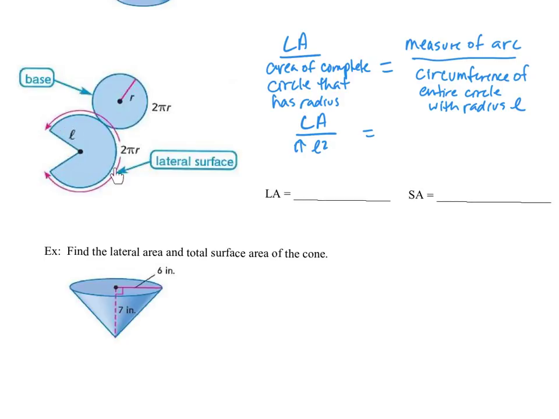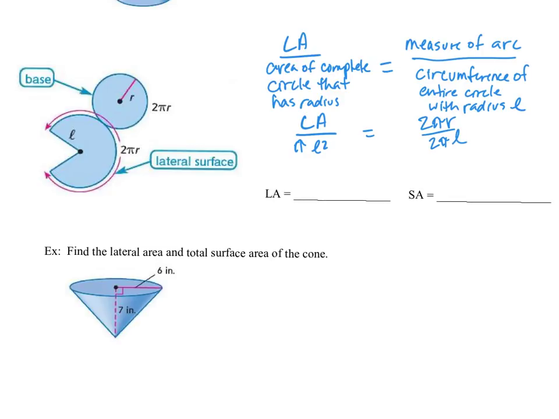Now this arc, notice if we were to put this cone back together, then from here to here is the same thing as the circumference of the base, where the base has a radius of r. So the measure of this arc is going to be 2 pi r. And then we're going to put that over the circumference of the entire circle with radius L. This entire circumference would be 2 times pi times its radius, which is L. So 2 times pi times L.